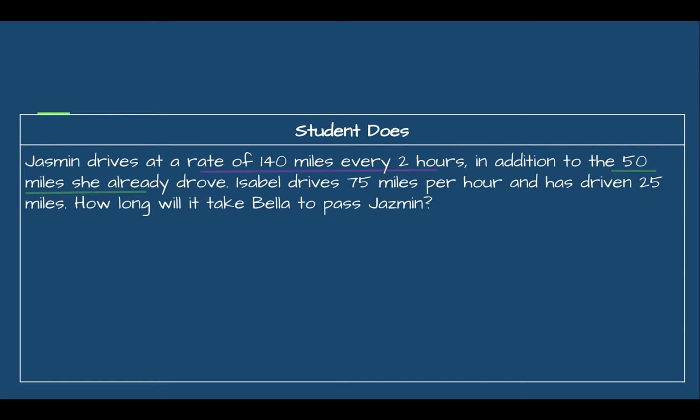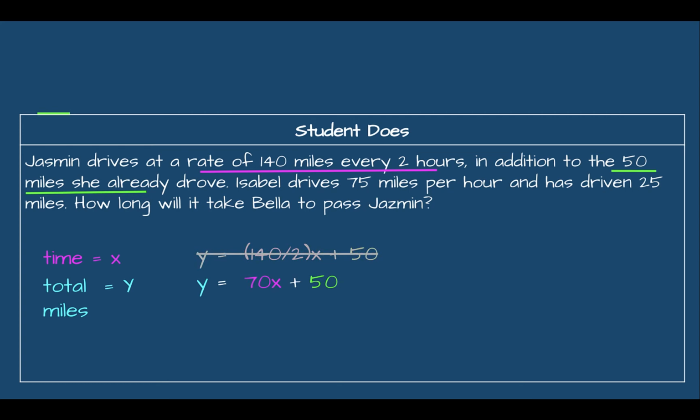Let's check. So Jasmine drives at a rate of 140 miles every 2 hours, in addition to the 50 miles she already drove. So here, let's say that x is the time that they drove, and y is the total miles that they drove. So Jasmine's equation would be 140 divided by 2, x plus 50, or y equals 70x plus 50. Bella would be 75 miles per hour at 25 miles, so 75x plus 25.